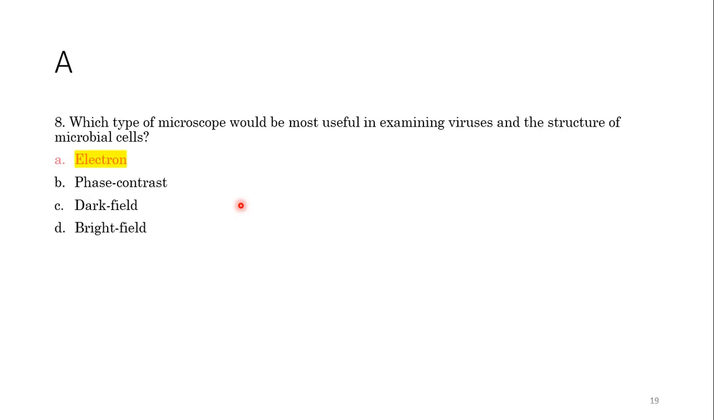electron microscope. Electron microscope is the best microscope to use if you want to examine the morphology of the virus. We usually find the electron microscope among research laboratories. Dark field microscope, on the other hand, is used to evaluate spirochetes. Bright field microscope is the most commonly used microscope to examine bacteria, using the oil immersion objective. Number 8, letter A.